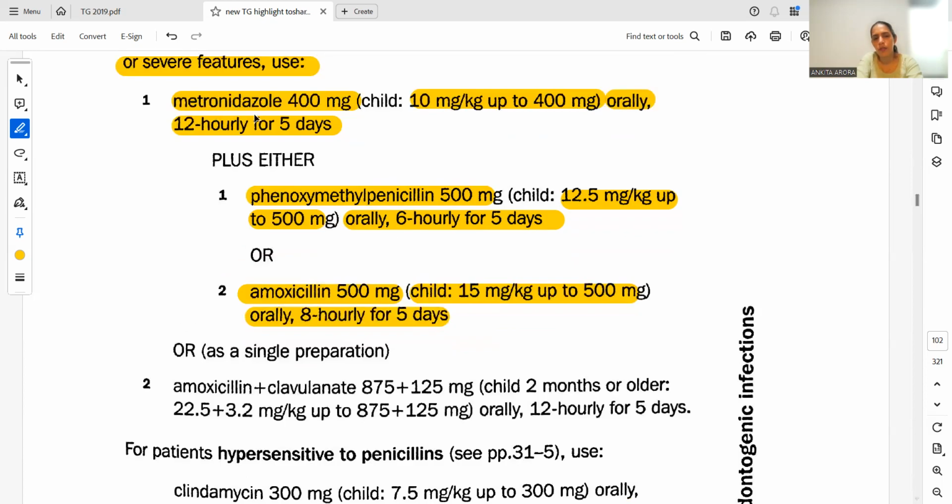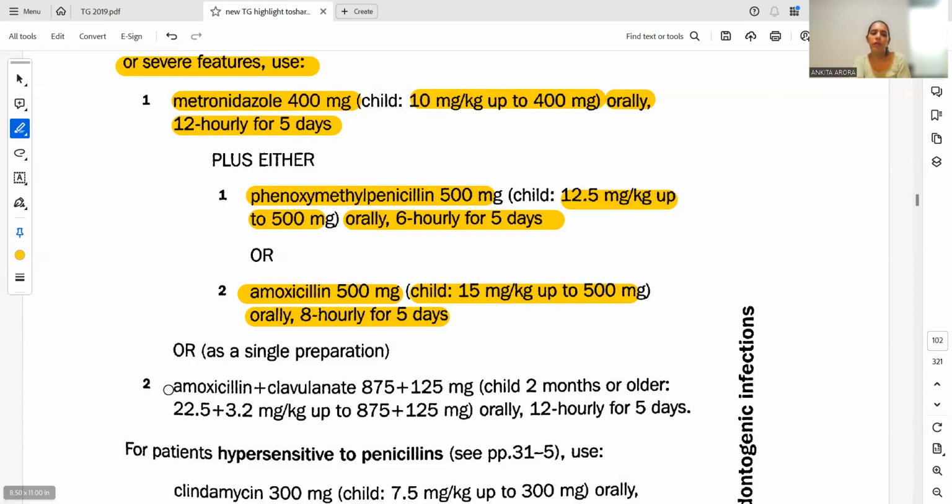So this is metronidazole plus either phenoxymethylpenicillin or amoxicillin. Remember the dosages, the same medications actually keep repeating every time. So metronidazole, the dosage will not change. It would remain the same wherever it is coming in use.